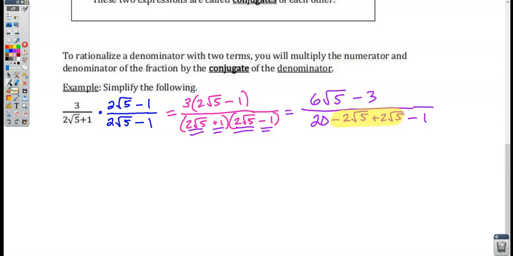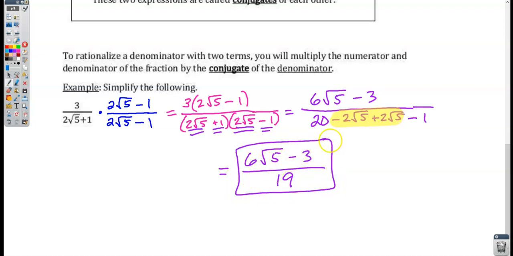And now we end up with our final expression here of 6 square root of 5 minus 3 all over 19. Or if I wanted to, I could write it as two separate fractions. But I prefer leaving it here as one fraction. Okay? All right, let's keep rolling.